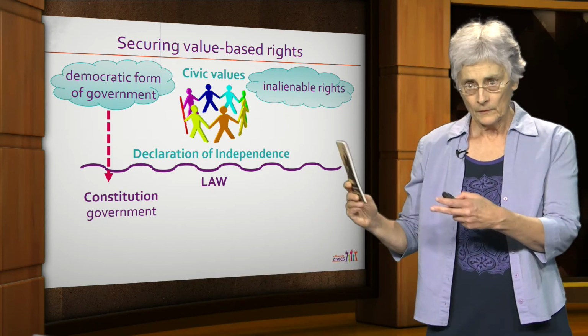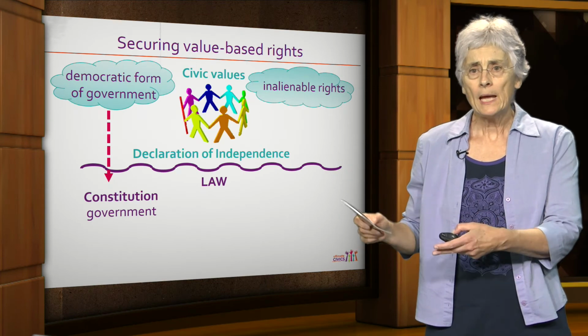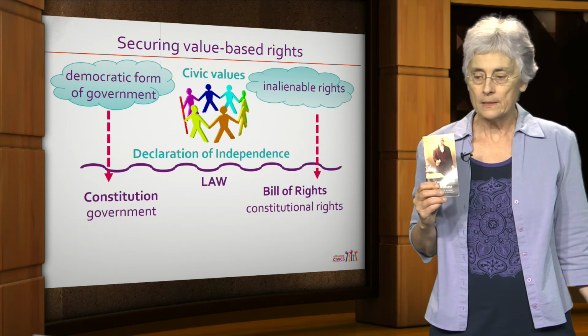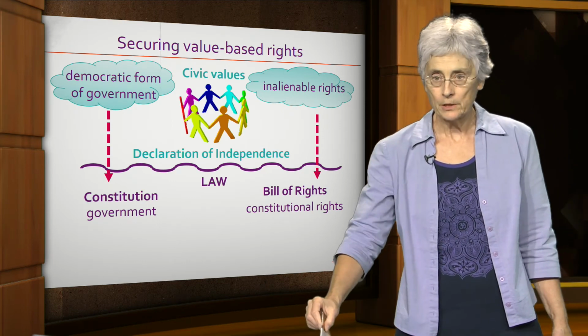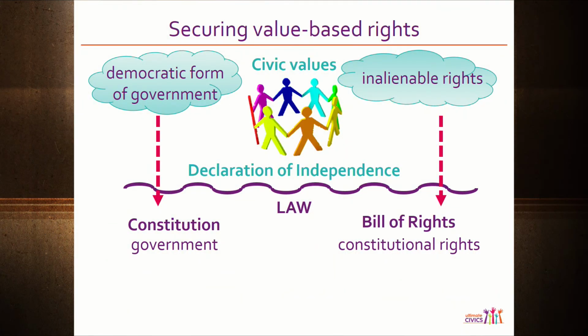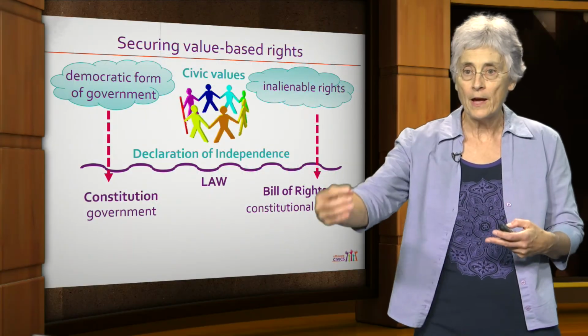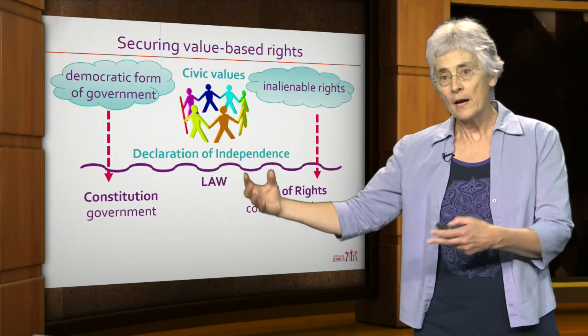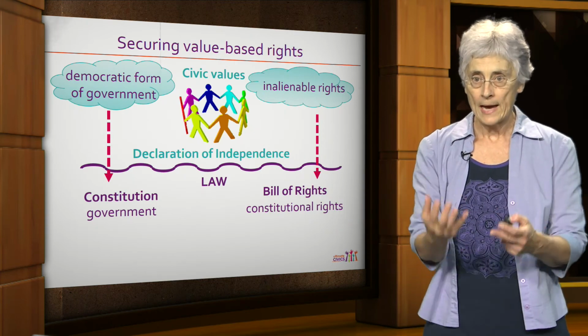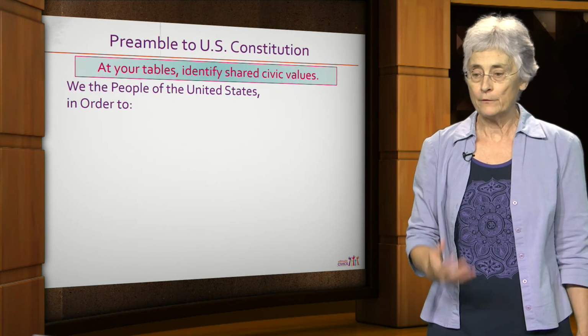And the inalienable rights became codified into law as the Bill of Rights, also known as constitutional rights or fundamental rights. So that's kind of the setup of how we took our individual values and moved them into shared values, shared civic values, and finally actually codified what we could into actual law, legally binding, enforceable law.